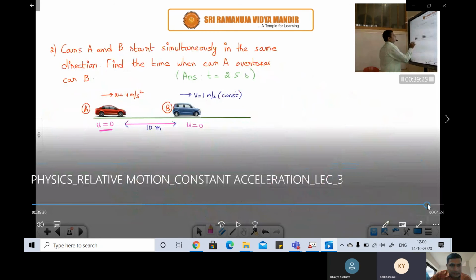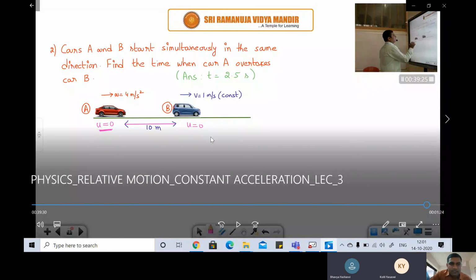I think this one I gave you as homework after the third lecture. Cars A and B start simultaneously in the same direction. Find the time when car A overtakes car B. See here, car B is moving at 1 meter per second constant velocity. Car A starts with an acceleration of 4 meter per second square. So definitely after some time car A will overtake, correct or not? Yes, sir.